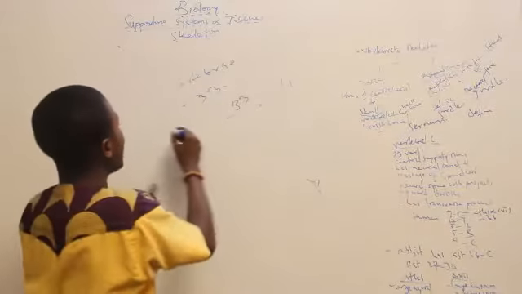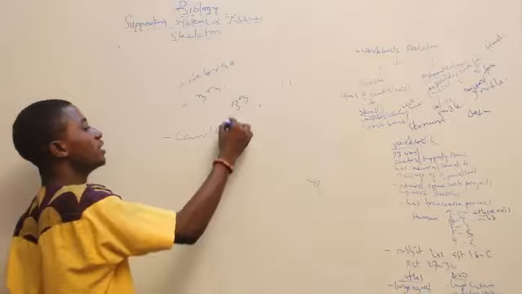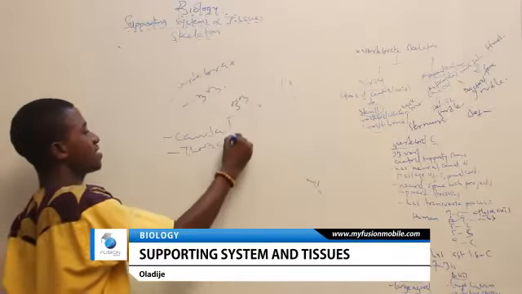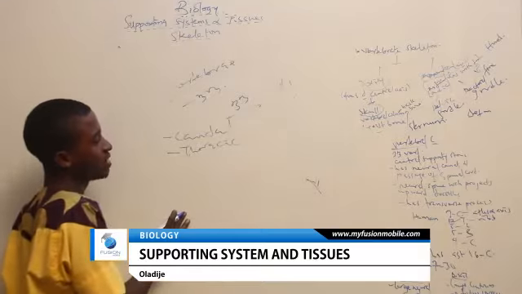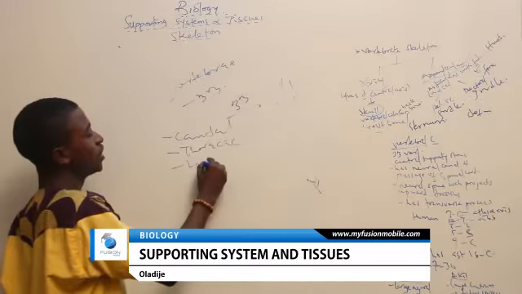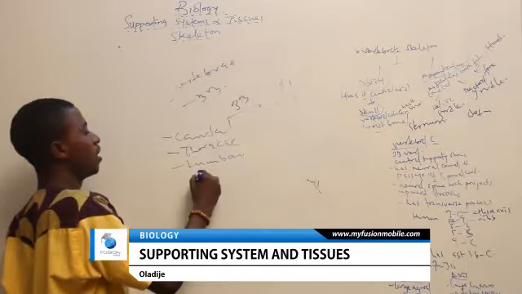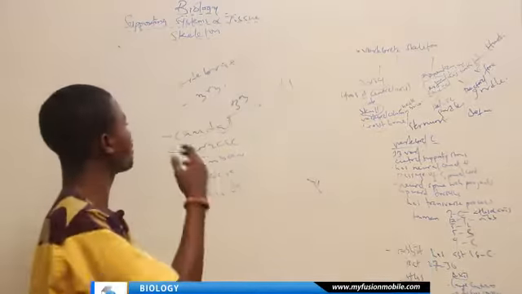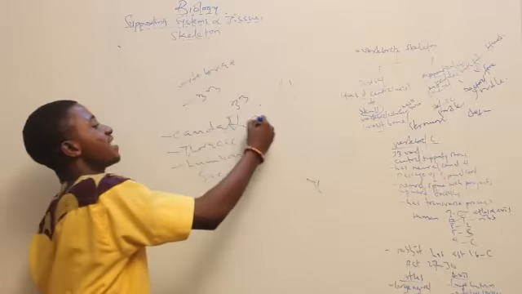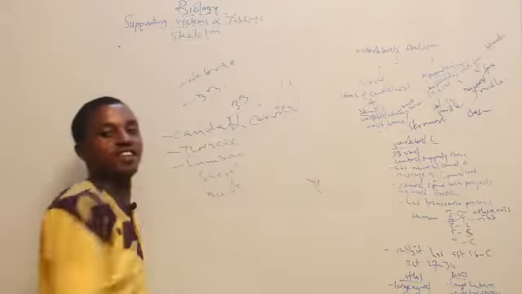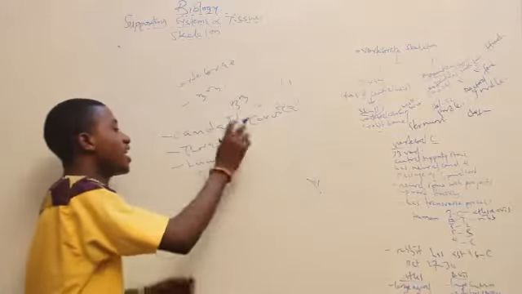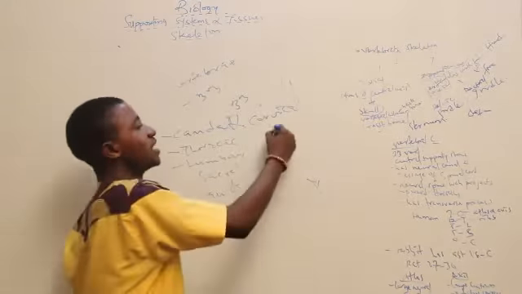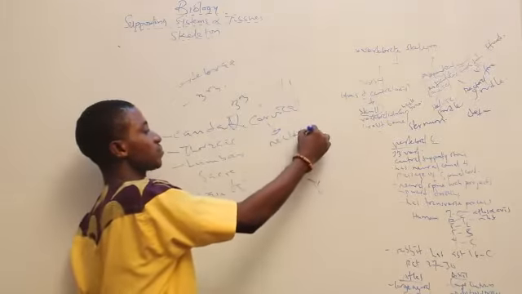It is subdivided into the caudal vertebrae, the thoracic vertebrae, the lumbar, the sacral. So we have the cervical vertebrae, we have the thoracic, we have the lumbar, we have the sacral, and we have the caudal. The cervical vertebrae is found in the neck region.